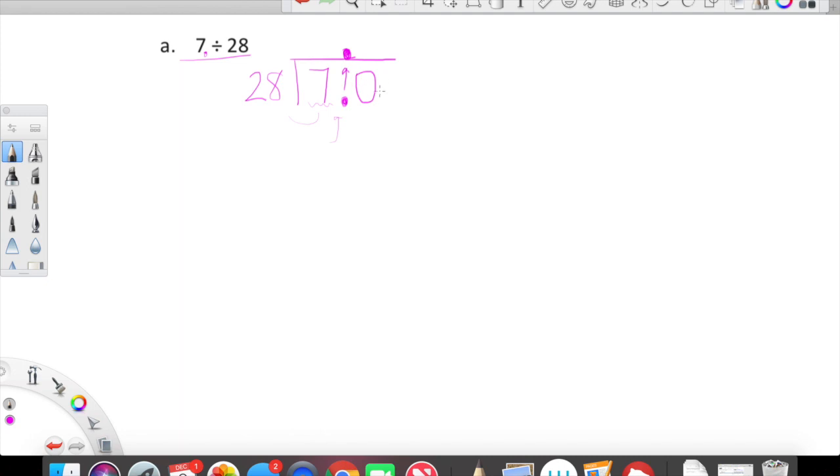And now we're going to rethink this number. Now we're going to rethink 7 as 70/10ths. And now with this reframing of the number, we can absolutely take 70/10ths and divide them equally among 28 groups.